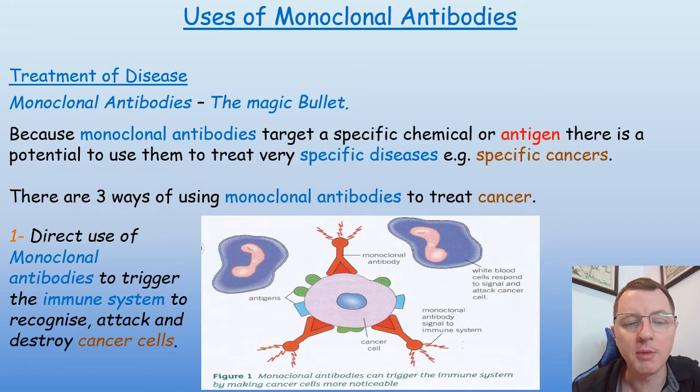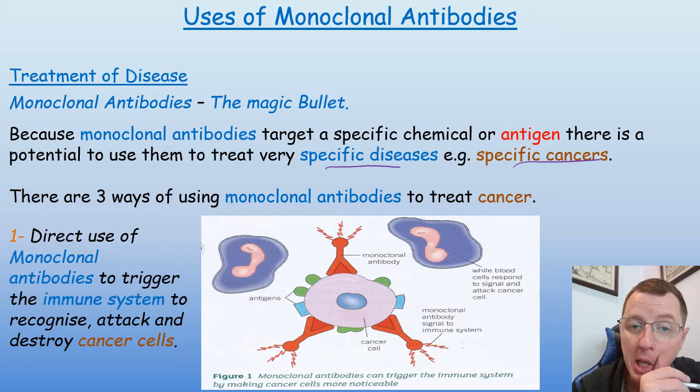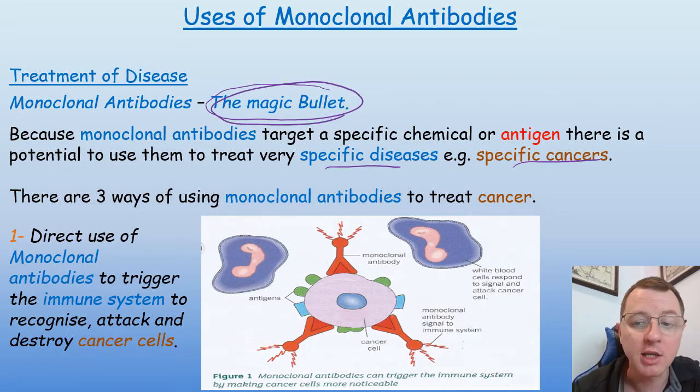So as I hope you remember from my previous video on this topic, monoclonal antibodies are antibodies that have been produced in the laboratory, and they will be designed to bind to a very specific antigen or a specific chemical. So because of this, there is a potential to use them to treat very specific diseases like cancers. The use of monoclonal antibodies is known as a magic bullet treatment. And there are three different ways that you can use monoclonal antibodies to treat cancer.